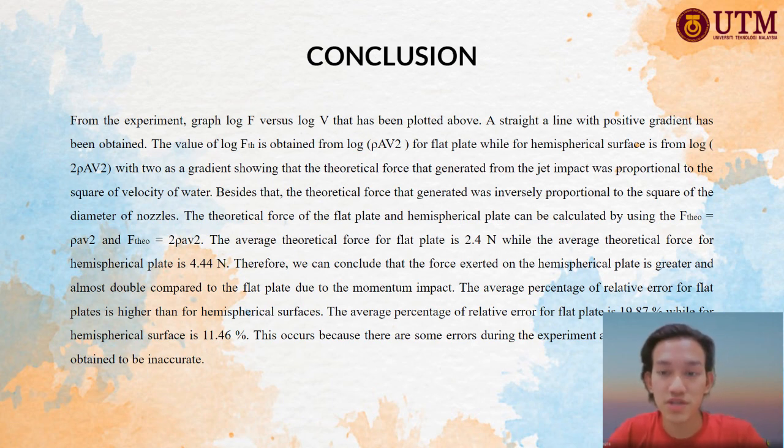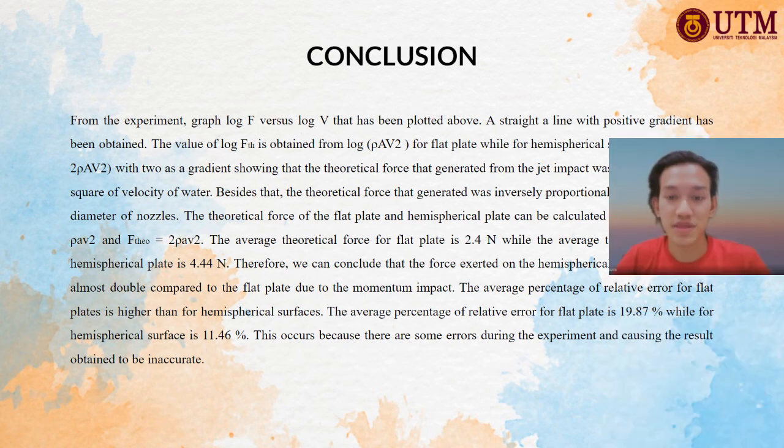The average percentage of relative error for the flat plate is higher than for the hemispherical surface. The average percentage of relative error for the flat plate is 19.87%, while for the hemispherical surface it is 11.46%. Thus, this occurs because there are some errors during the experiment, causing the results obtained to be a bit inaccurate.